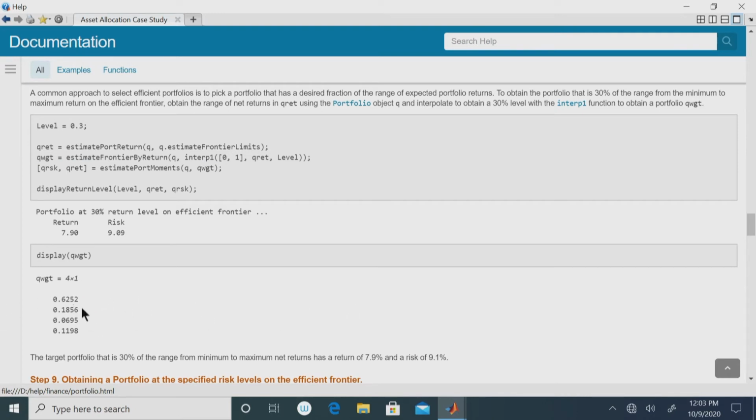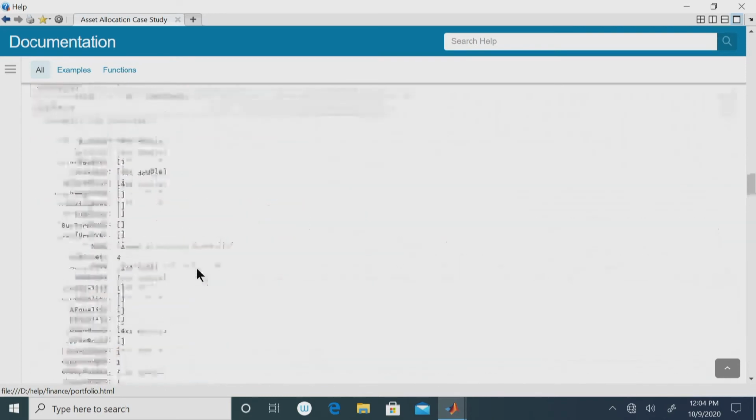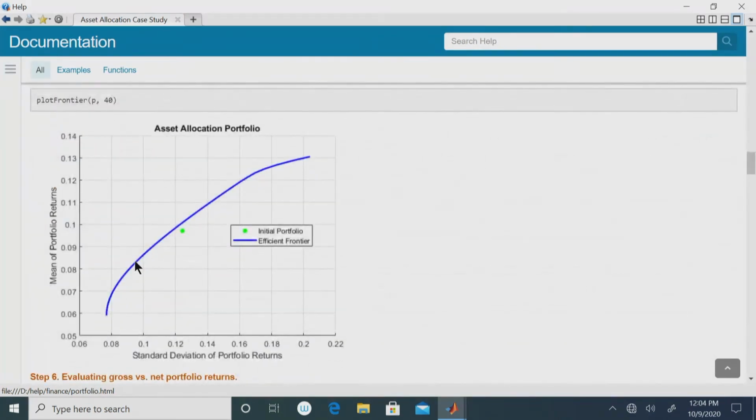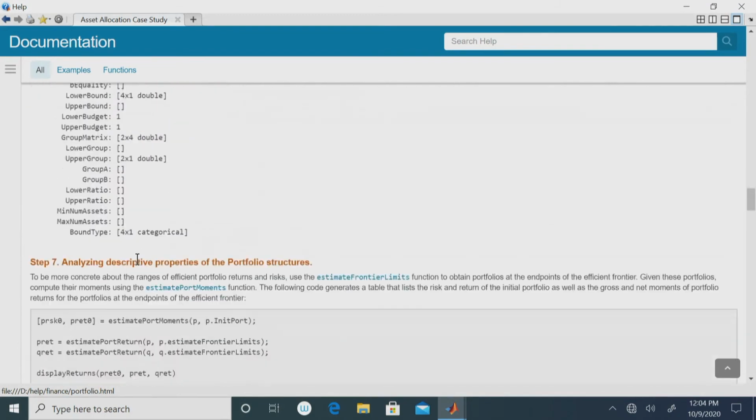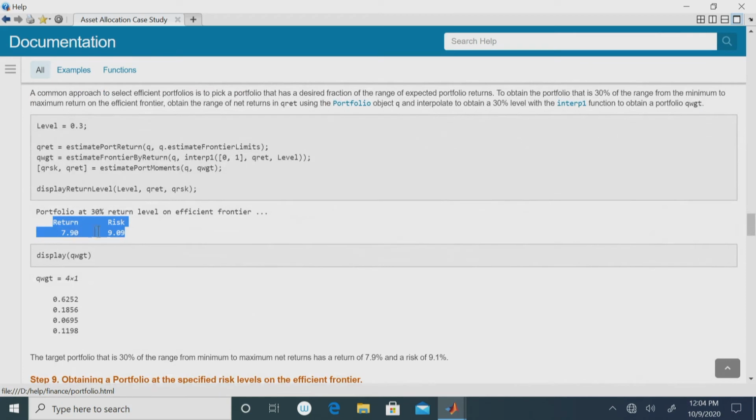So that is the weighted sum that you get of these returns. That is going to give you an overall return of 7.90 and a risk of 9.09. So this particular portfolio, which is of interest to your 30%, will lie somewhere here as indicated by the cursor. That is going to give you a return of 7.90% and a risk of 9.09.